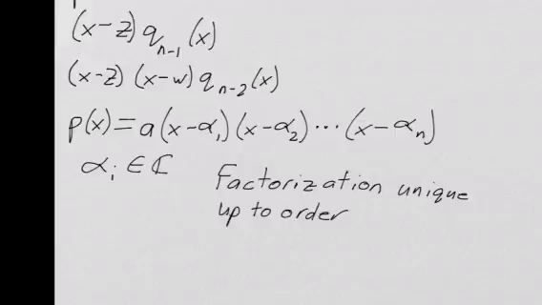We could have, say, 3 different numbers that alpha i is 1. But we are always going to have n of them, up to the fact that we could have some repeated. So that's the fundamental theorem of algebra, and an important consequence of it. In the next video, we're going to take a look at how we can actually factor an arbitrary polynomial.